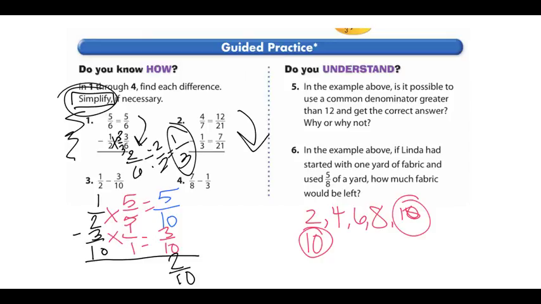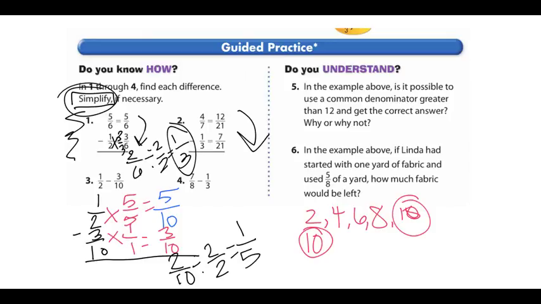However, that can be simplified. So show the work of how you would simplify. Divide by 2/2, because I can't divide by anything bigger than 2, and that's going to get me the smallest numbers, which would be 1/5.